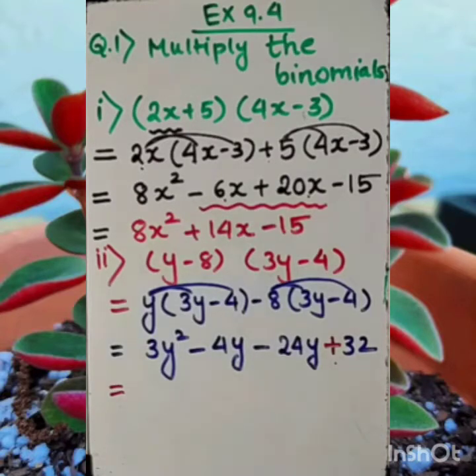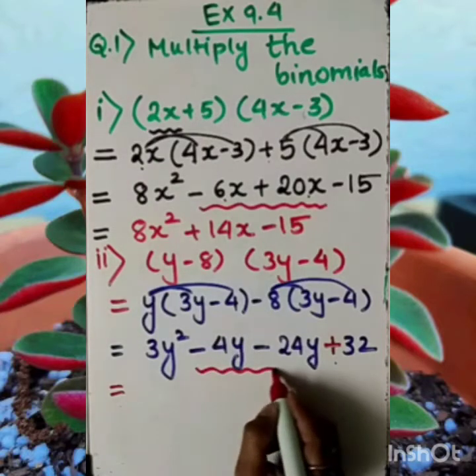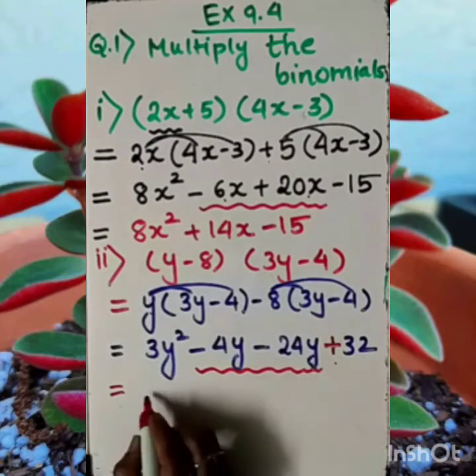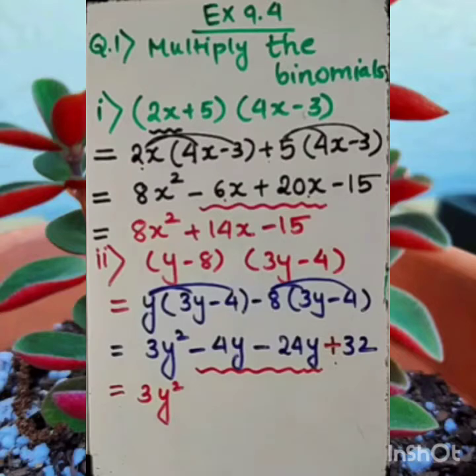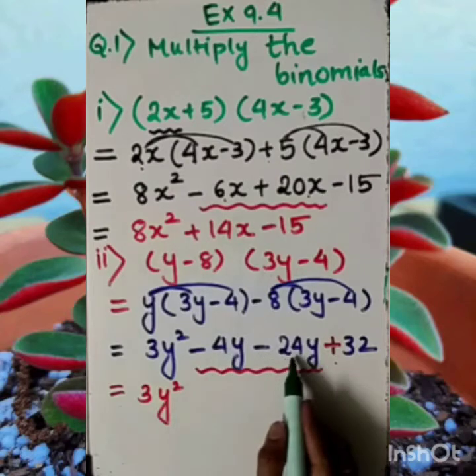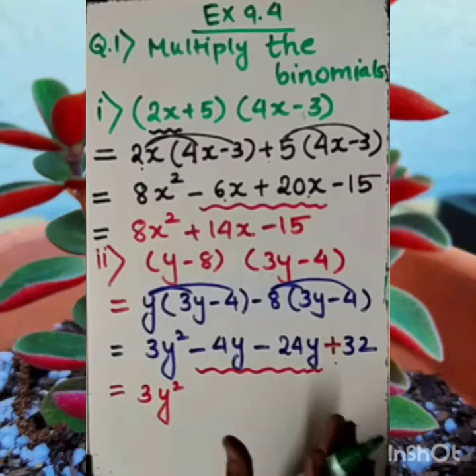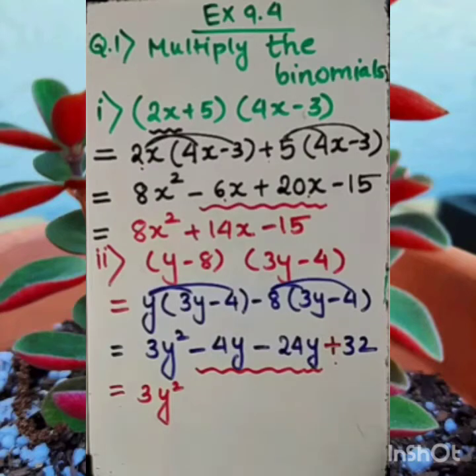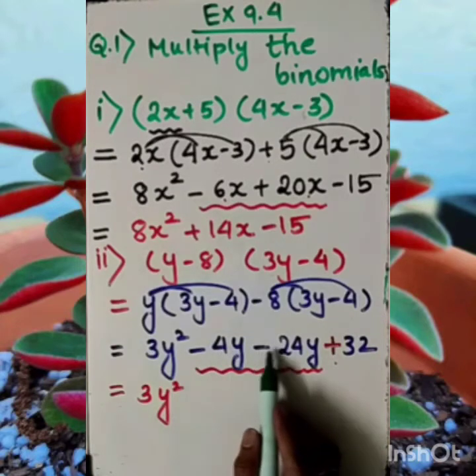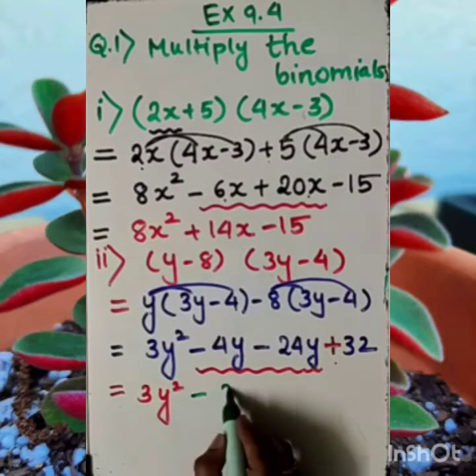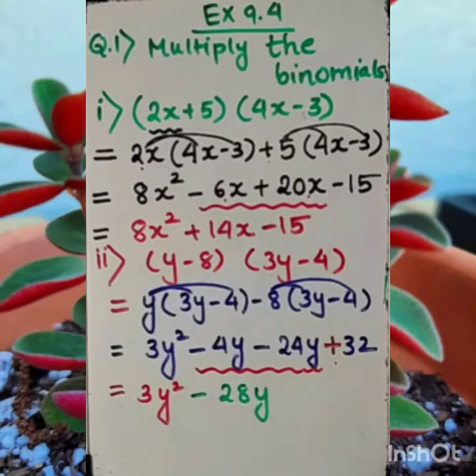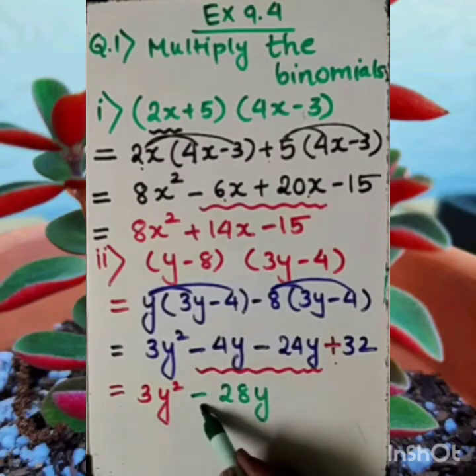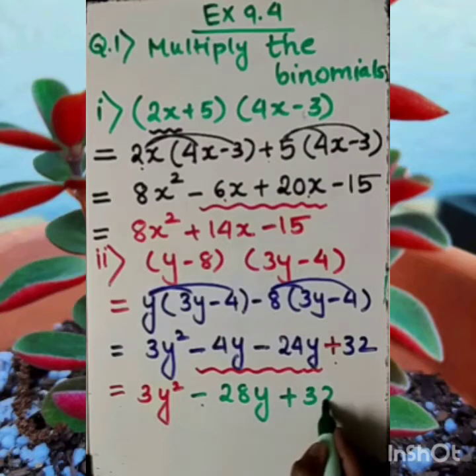Which terms can you see as like terms in this expression? Of course, it is minus 4y and minus 24y. So here 3y square is as it is, and as we know that with same sign addition we always add the coefficients, or subtract, means we have to work out on their coefficients. Minus 4 minus 24 gives the result minus 28y. Same sign addition, but the sign remains minus. And here plus 32. Clear? Second part. This is the answer.